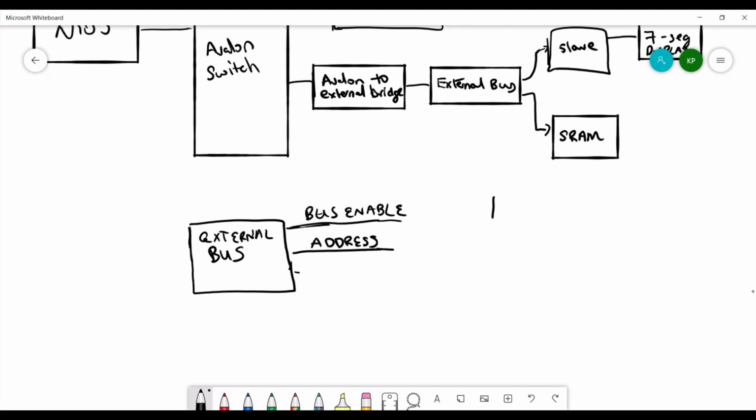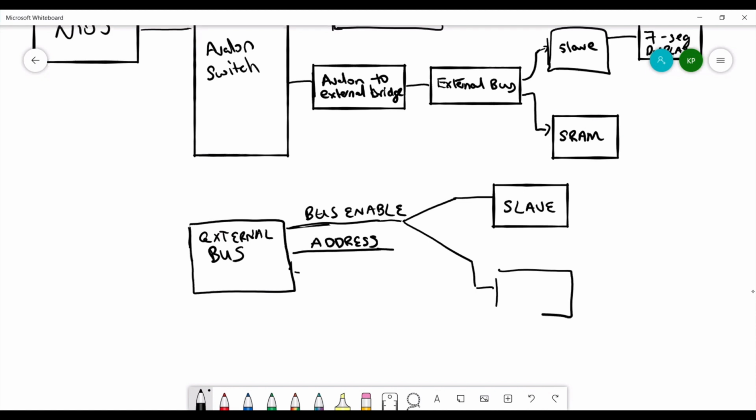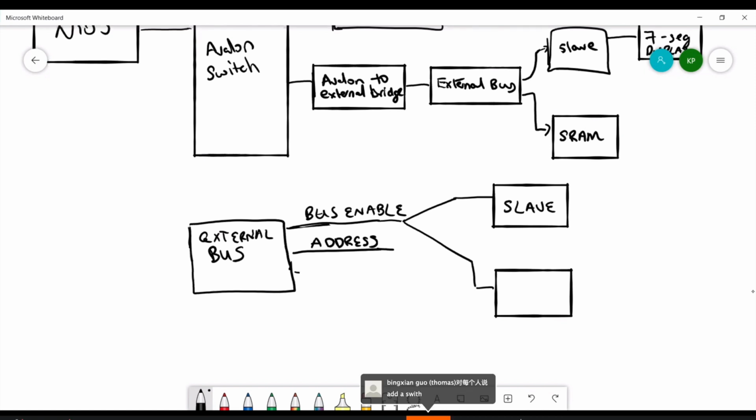Okay, so let's start with bus enable. There's only one bus enable signal that comes out of the external bus. And then it gets split off. Right. So if you just send it to both, what is the issue with doing that? Both get enabled at the same time. Exactly. So you don't want to do that. So there would need to be some kind of switch in between there, right?